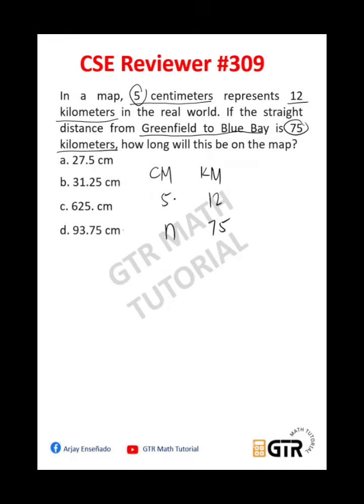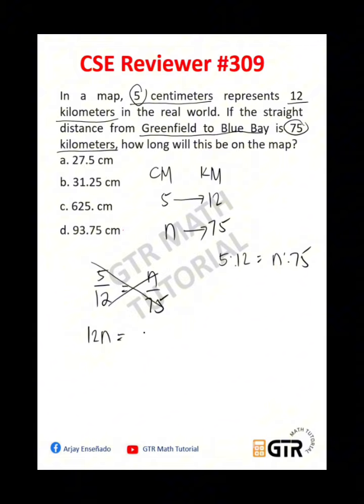Okay, so 5 centimeters is to 12 kilometers. So in ratio form or in fraction form, 5 over 12 is equal to n is to 75. Or in column form, this can also be 5 is to 12 equals n is to 75. So kahit alin sa dalawa ang gusto nyo gamitin. So let's use fraction, just cross multiply. So 12 times n, we have 12n is equal to 5 times 75.